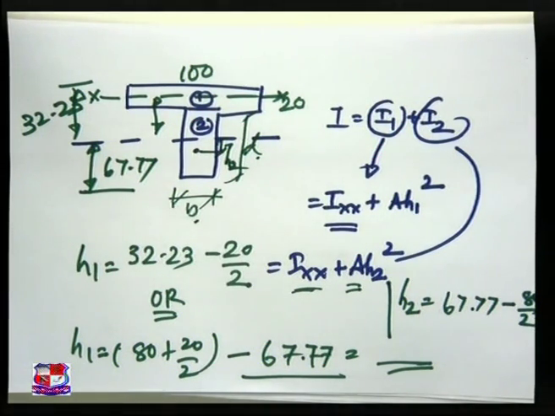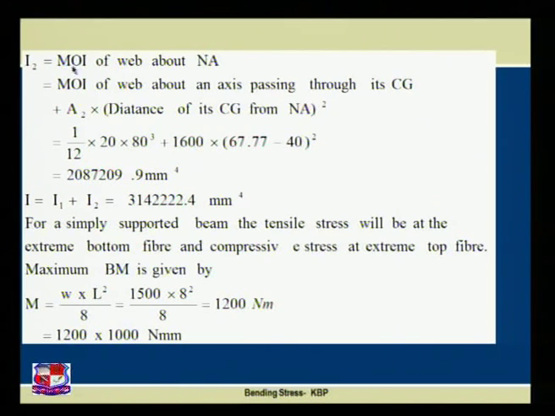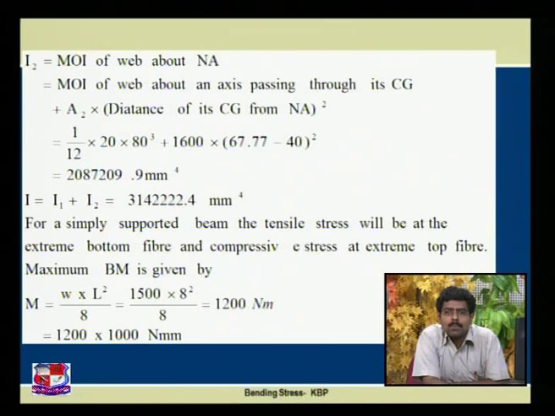I2 is the moment of inertia of the web about the neutral axis. So, moment of inertia of the web about an axis passing through its CG plus A2 into the distance of its CG from the neutral axis, squared. As we discussed, it is 1 by 12 BD cube, 1 by 12, 20 into 80 cube, plus area, that is 80 into 20, 1600, into H2, 67.77 minus 40, squared, and we obtain 209.9 millimeter raised to 4.